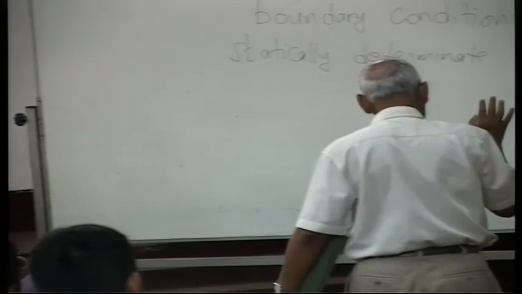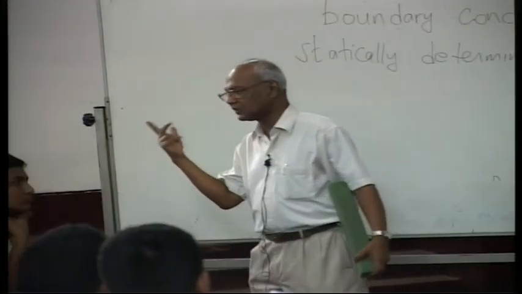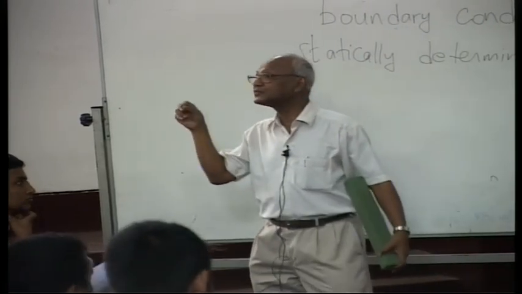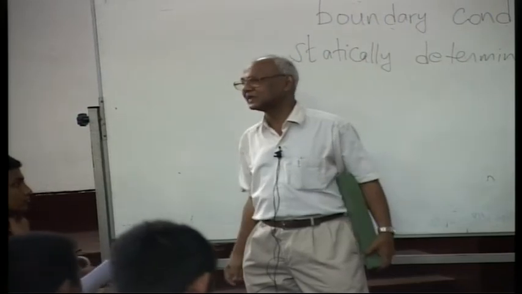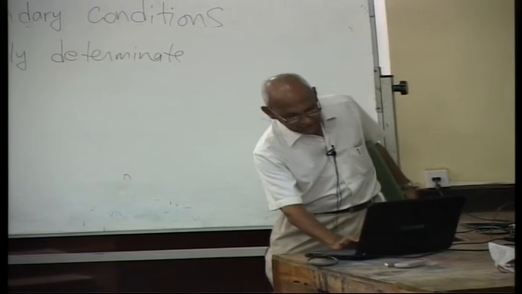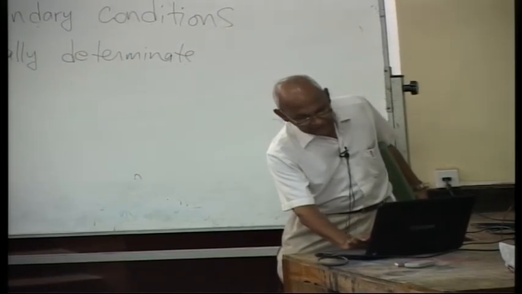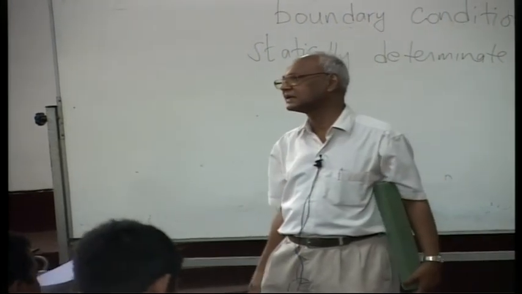But although we can write only two equations and find therefore potentially only two of these reactions, there is one feature in this beam that gives us another equation of equilibrium, and that feature is this hinge. So, in the middle of this, we have a situation where there is a hinge here. In other words, this beam can freely rotate about that. So, that introduction of the hinge converts the statically indeterminate problem to a statically determinate one.